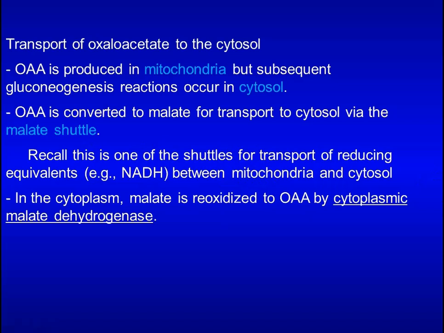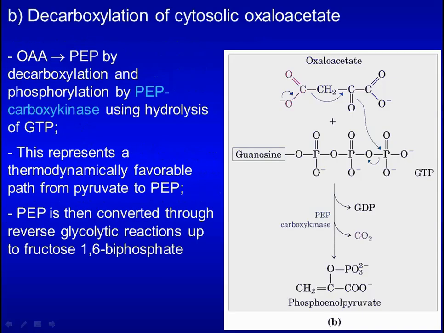In the cytoplasm, malate is reoxidized to OAA by cytoplasmic malate dehydrogenase. For decarboxylation of OAA, oxygen from the keto group is bonded to the phosphate group from GTP, while the carboxyl group is removed. This reaction is catalyzed by PEP carboxykinase, or PEPCK.